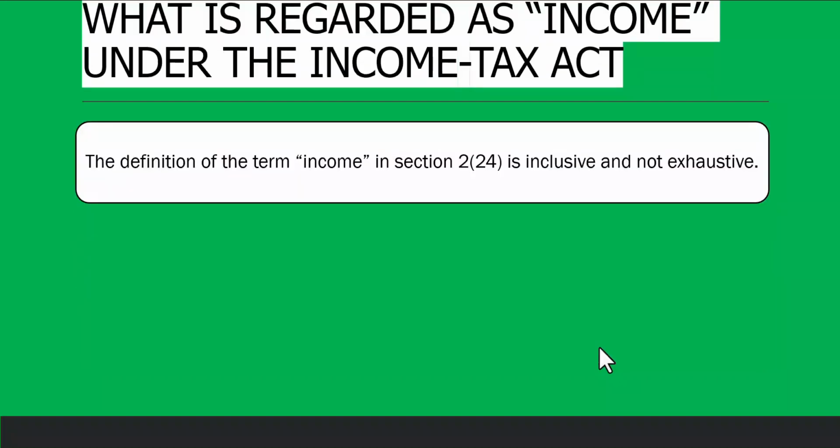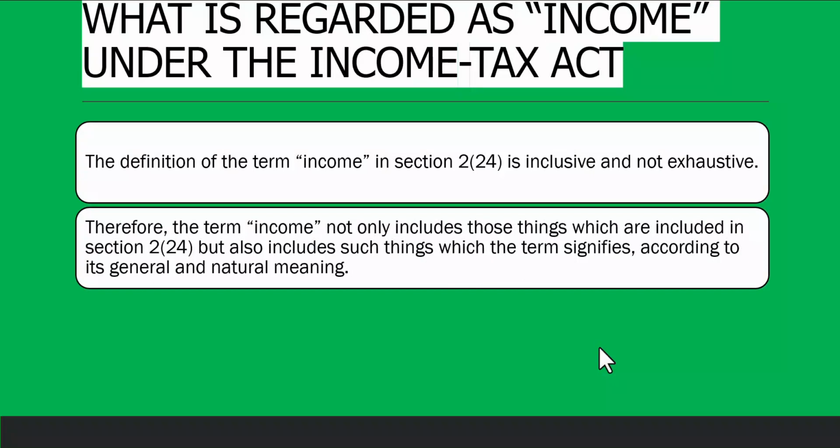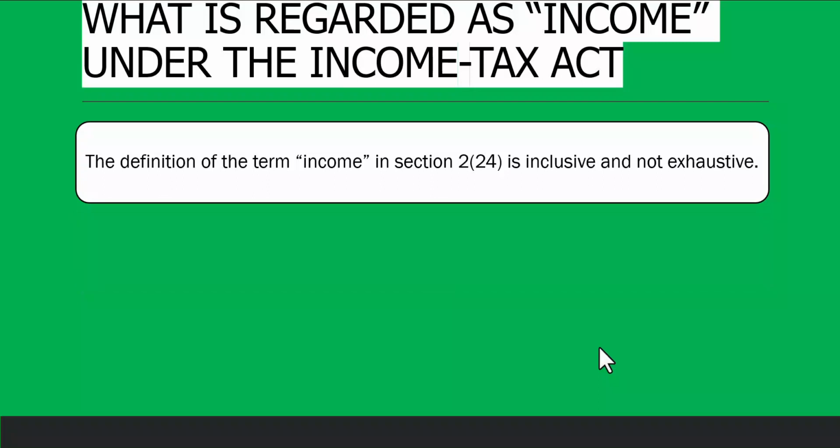Okay, read this. What is regarded as income under the Income Tax Act? The definition of the term income in section 2 is inclusive and not exhaustive. So what is an income? We are supposed to pay tax on income, isn't it? Under the Income Tax Act, we are supposed to pay tax on income. Now, income has been defined under section 2 of the Income Tax Act. Now, it is very difficult to define income. It's not such an easy thing.